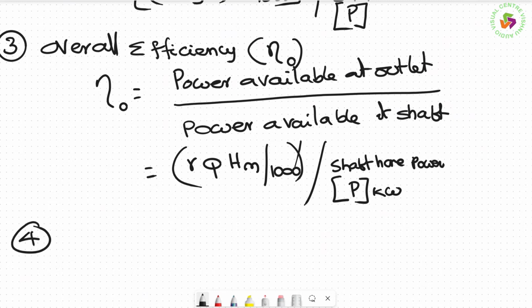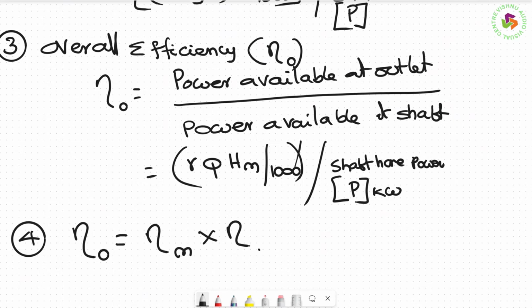What is the relation between efficiencies? Overall efficiency is equal to mechanical efficiency into manometric efficiency. In case of turbines, we have written the same as overall efficiency equal to mechanical efficiency into hydraulic efficiency. So these are the various heads and various efficiencies in case of the centrifugal pump.